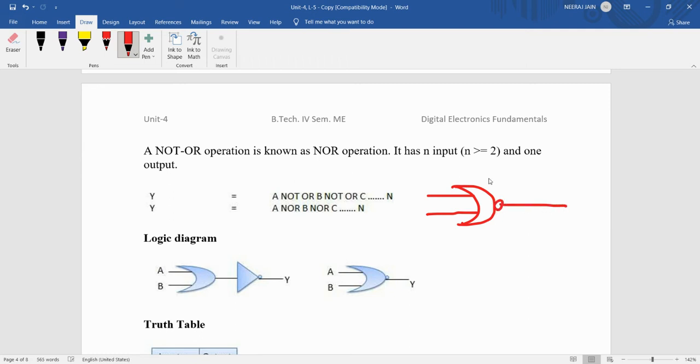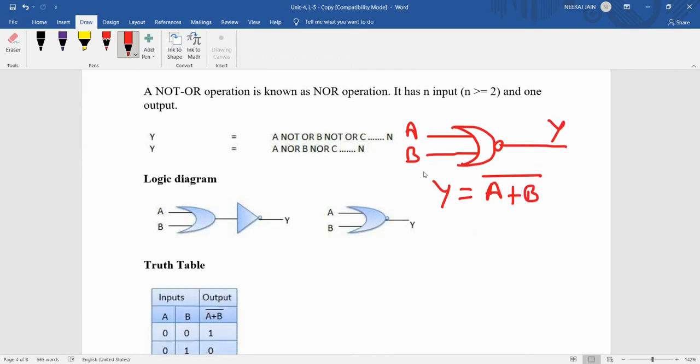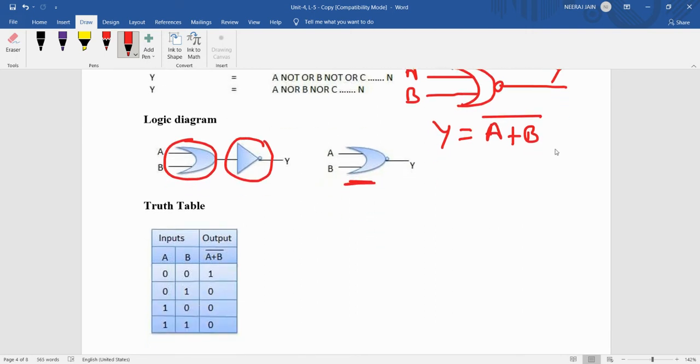That is the NOR gate. If A and B are the two inputs, Y is the output, then in case of the NOR gate, the output will be (A plus B) bar. That means we are making one OR gate and another NOT gate, which will be equivalent to this. The truth table will be like the reverse of the OR gate.